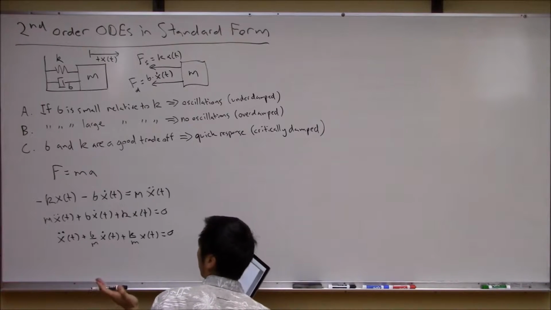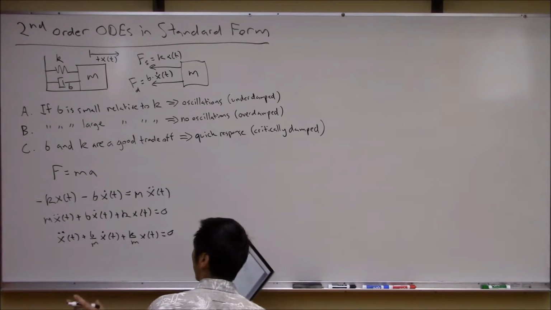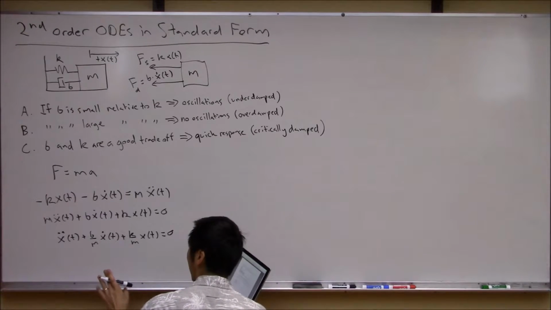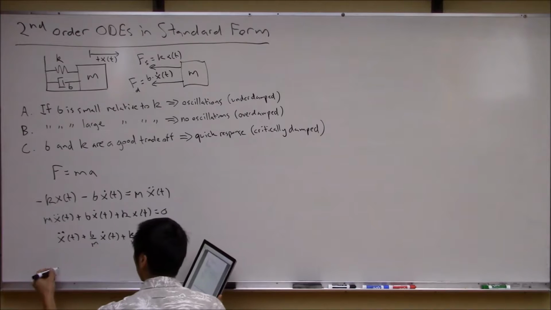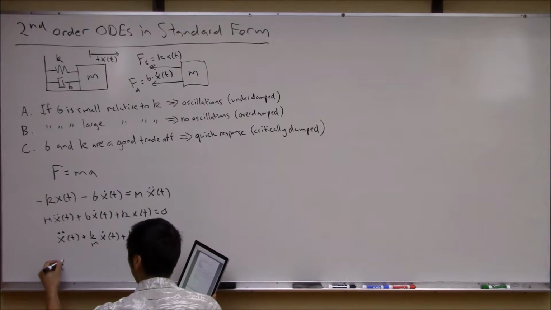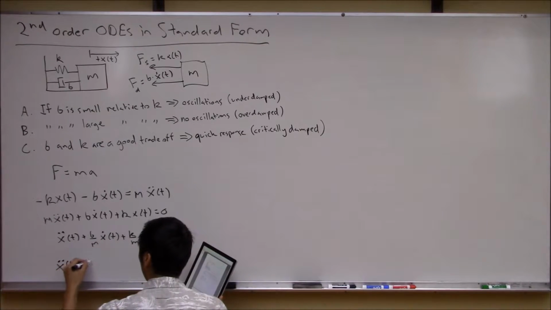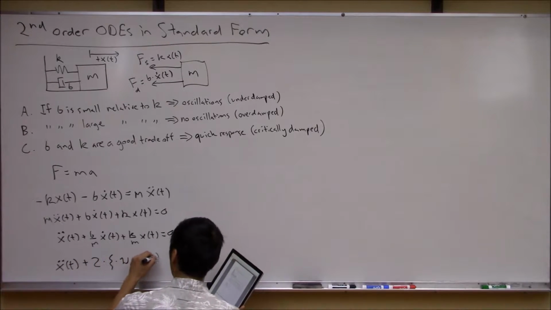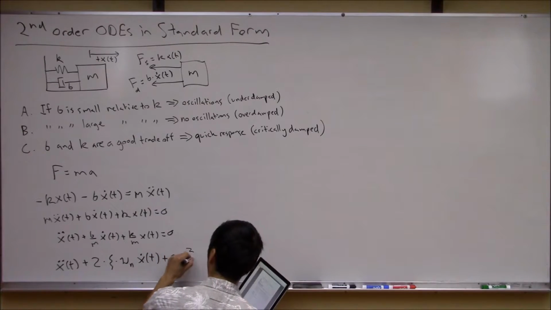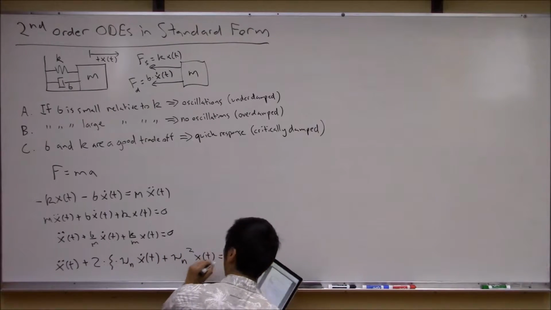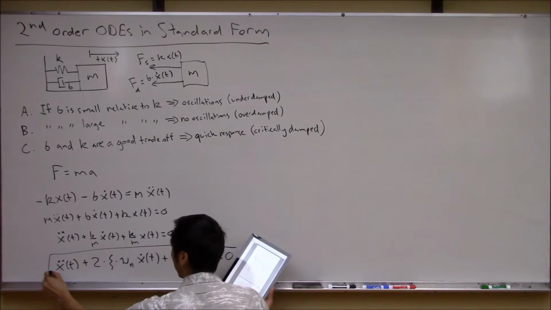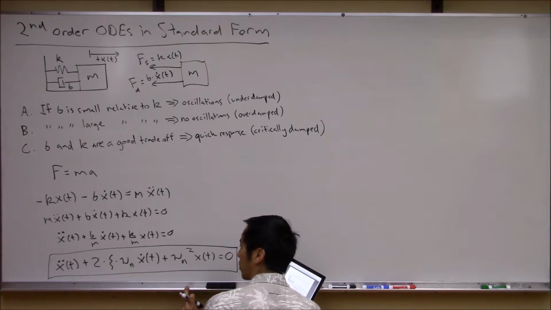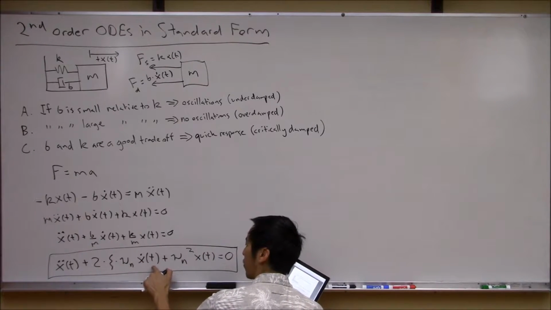I don't want to look at specific systems any longer. I want to look at a standardized way of looking at second order differential equations, okay? So the way that is going to happen is we want to massage this to look like x double dot of t plus 2 times zeta times omega n x dot of t plus omega n squared x of t is equal to 0. So this right here that we're boxing up is the standard form of a second order differential equation, okay? You always want to try to write it in this format, okay?